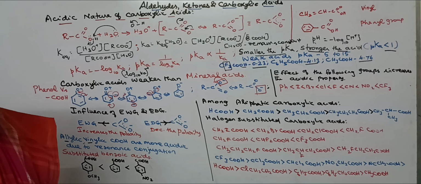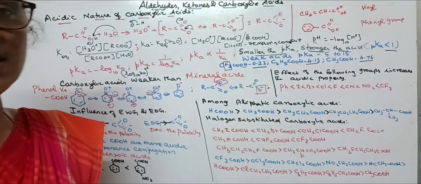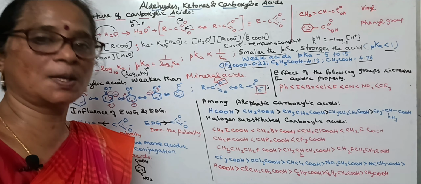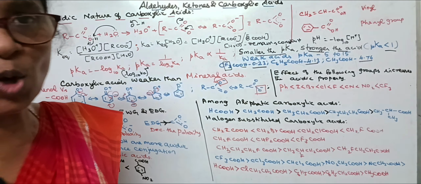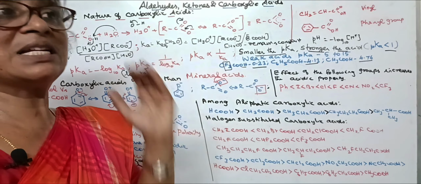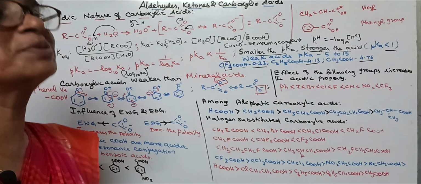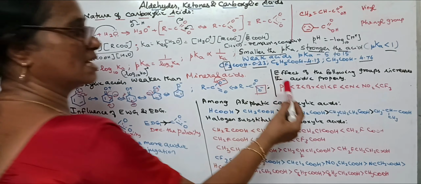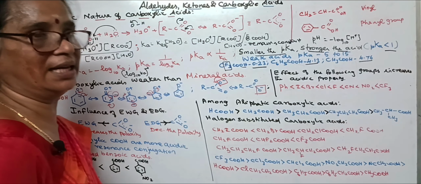The next one: how the acidic nature of carboxylic acids is influenced by the substituents. The substituents might be a minus I group or a plus I group. Plus I groups are mostly alkyl substituents. Minus I groups could be any electron withdrawing group. So we can consider the influence of these groups on the acidic property.